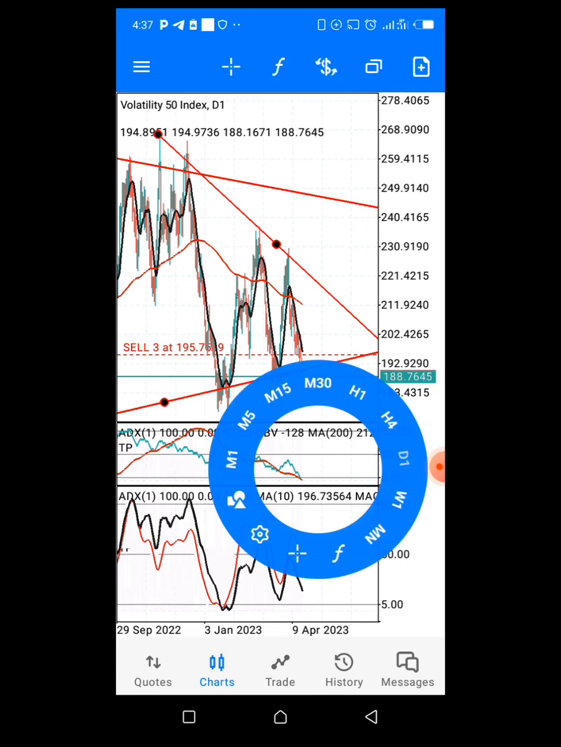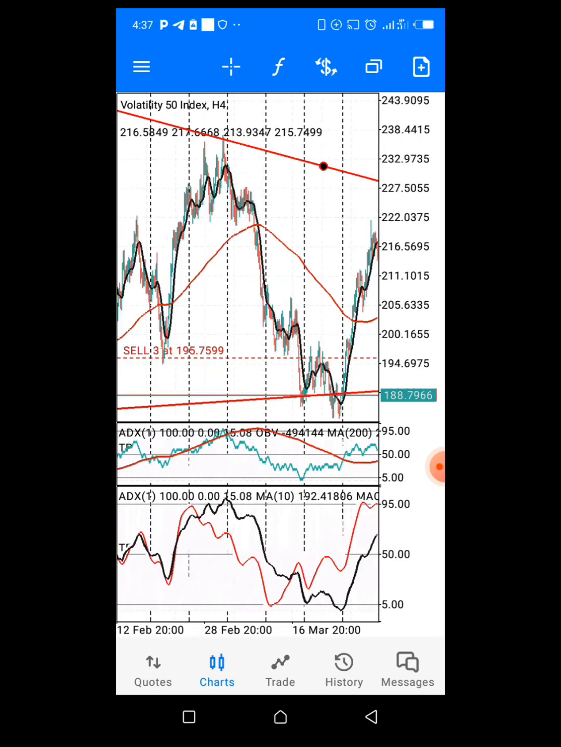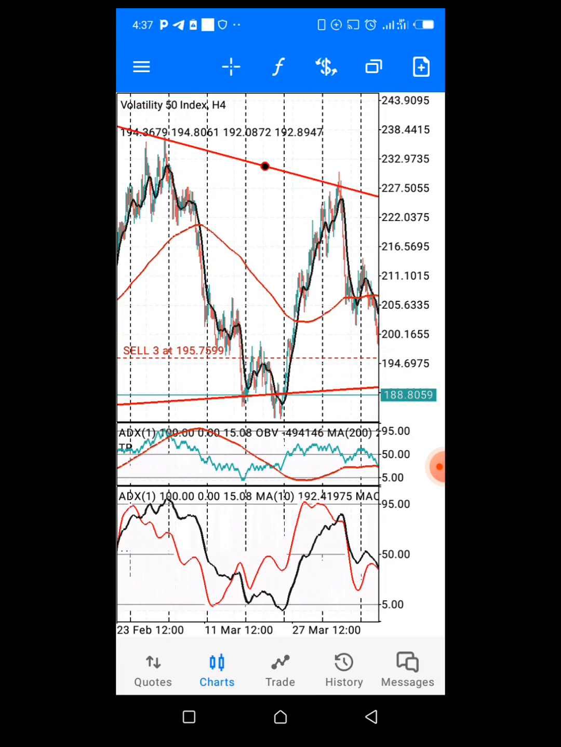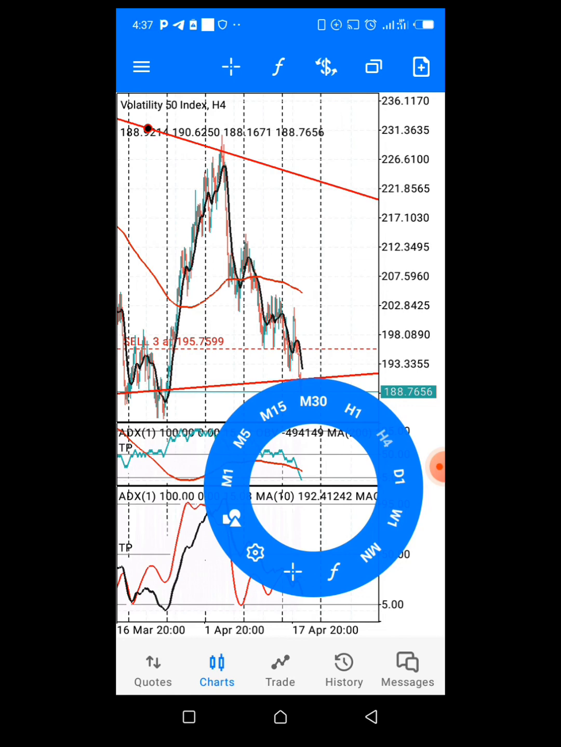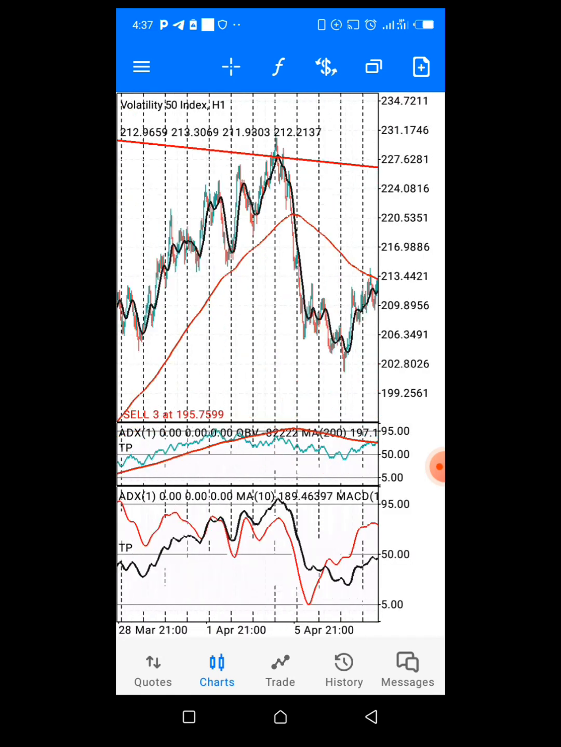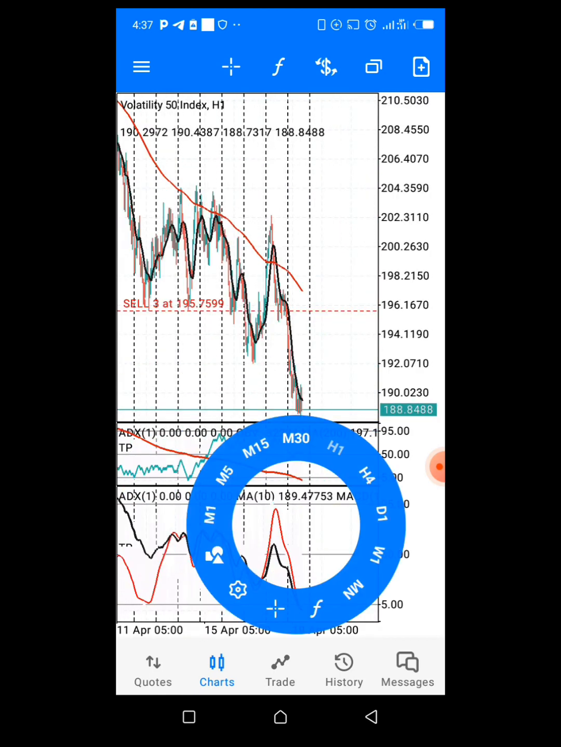So we move down to our H4 time frame. You have seen what the market did here. You can clearly see a retest from this and a retest from this. So we move down to the H1 time frame. You see. So I took this trade from my smaller time frame.